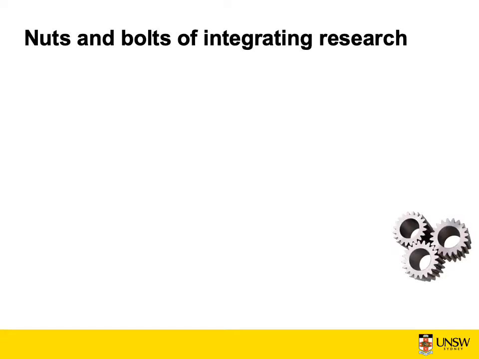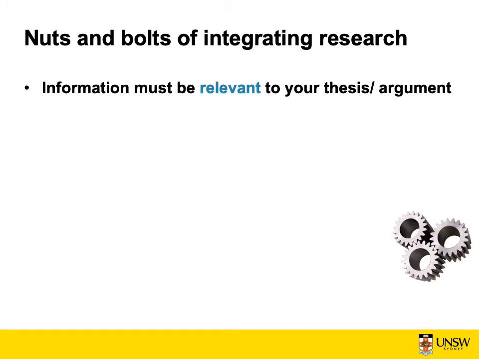Okay, so the first main point when deciding how to use and integrate information would be to think about how the information is relevant to your thesis and your argument. And I think it's really important here to remember that if a piece of information or evidence doesn't directly contribute to your argument, then it doesn't actually belong in the assignment, no matter how interesting you might find that information.